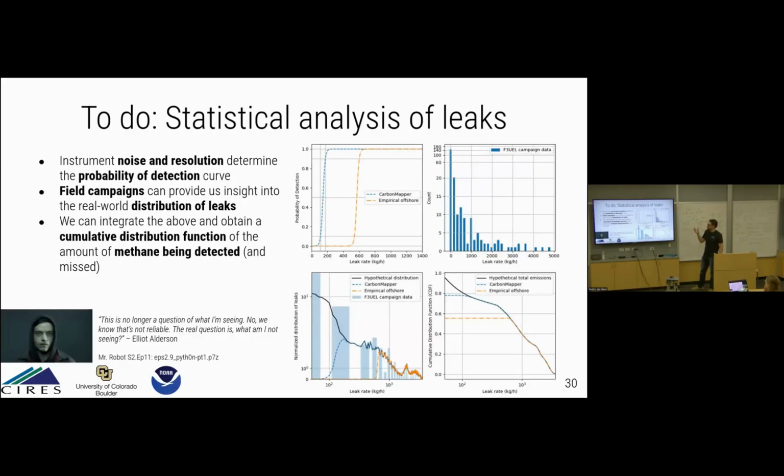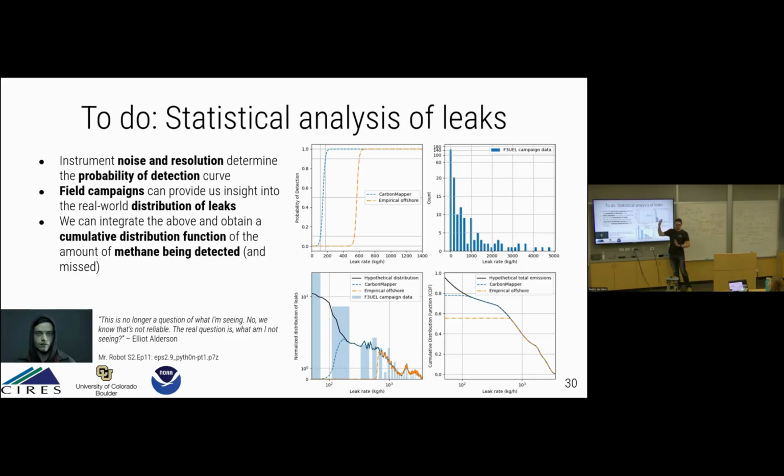And this is a sketch that I've made. This is the theoretical probability of detection for an instrument published by them. It depends on noise and resolution of the instrument, so this is a sigmoid curve. But we know that offshore, this probability of detection is degraded, so it is shifted right. And this is more or less what we think is the case. So this is empirically what we think the probability of detection curve actually looks like for any instrument.